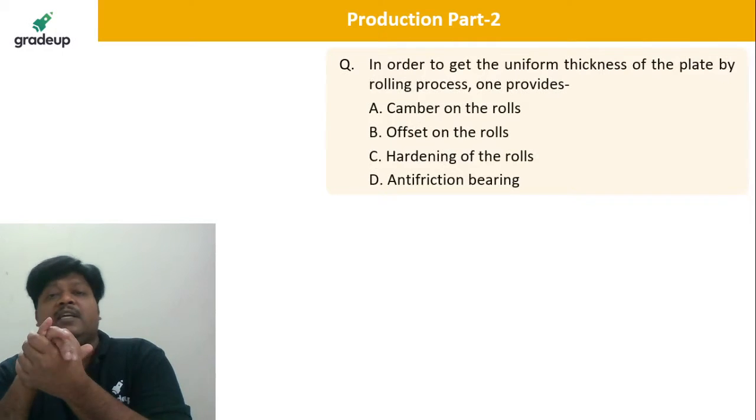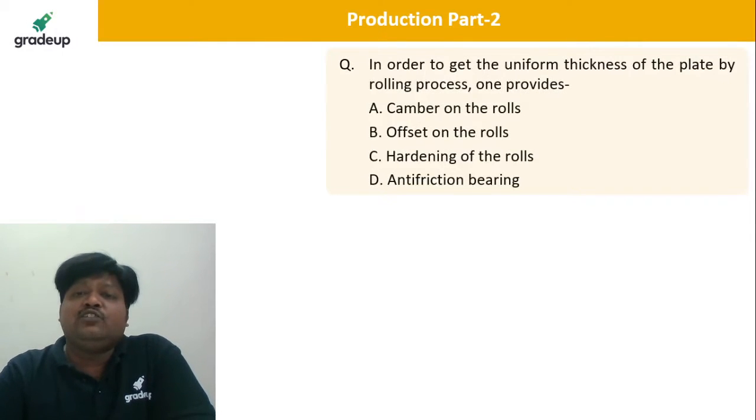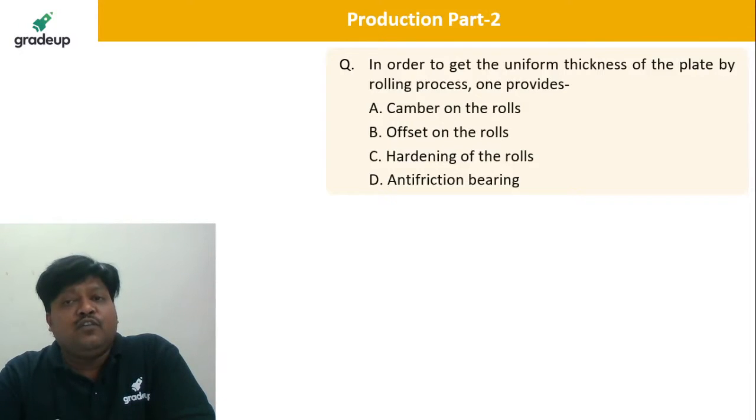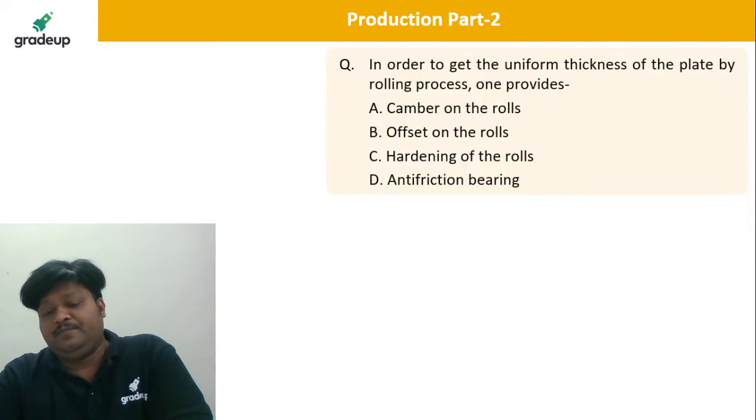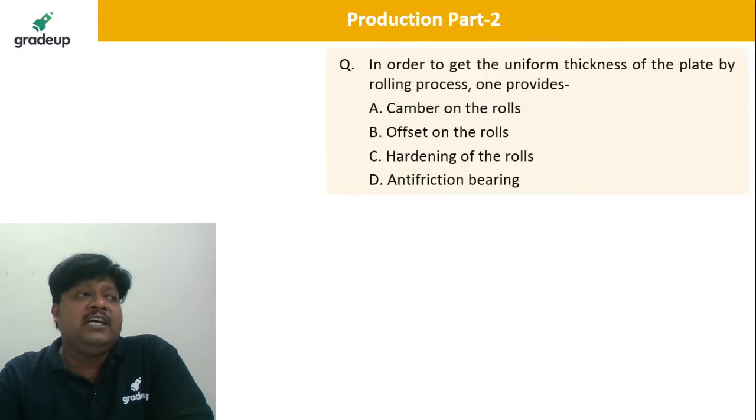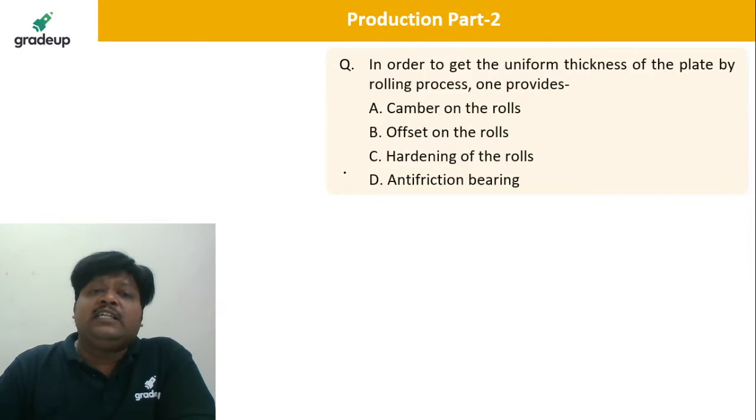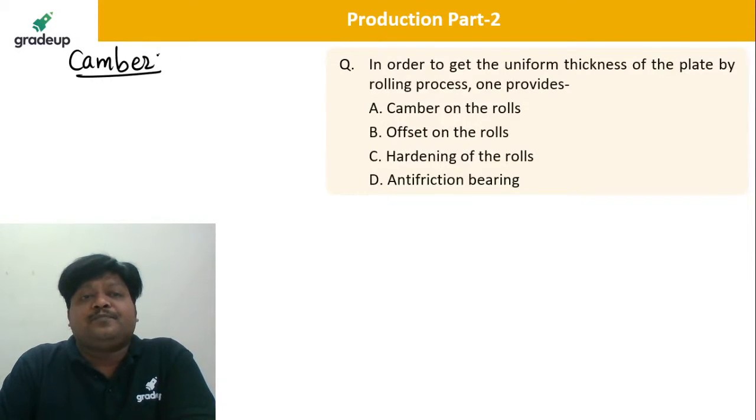Next question. In order to get the uniform thickness of the plate by the rolling process, one provides. Please understand the question and tell me the answer. So dear student, what is the cambering? The question now comes, what is camber or what is cambering?